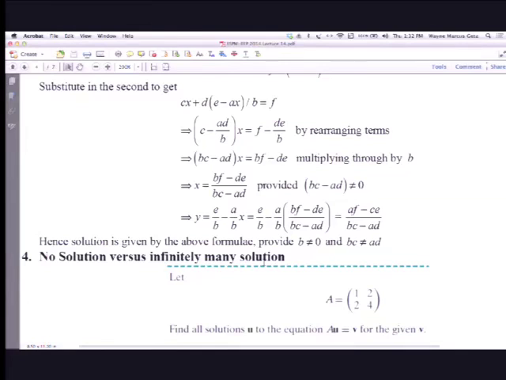Now, if we look at this matrix, A, B, C, D, we have something called the determinant of the matrix.